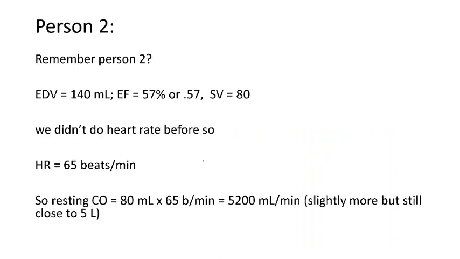But remember person 2? Person 2 had a slightly higher EDV, and they had a slightly higher stroke volume. We didn't do the heart rate before, so I'm going to do it here. I'm going to say their heart rate's 65 beats per minute. So we have the 80 times the 65, they get 5,200 milliliters per minute, which is slightly more than 5,000, but it's really close, and it's slightly more than their friend, person 1.